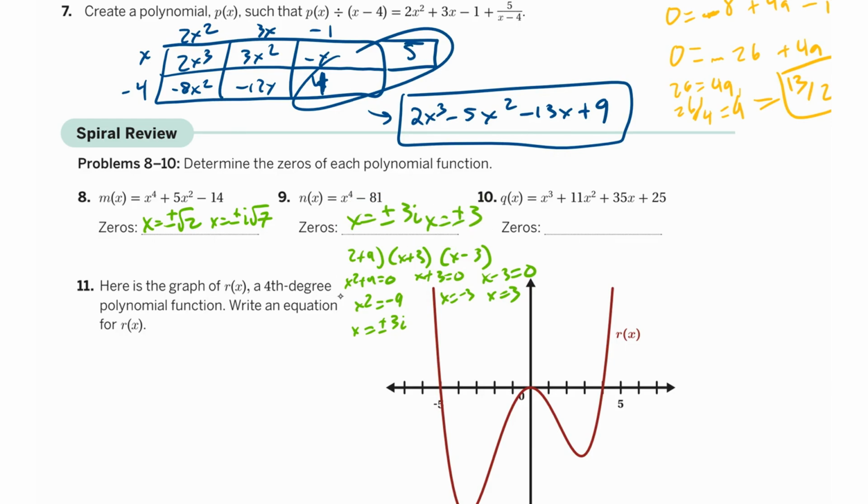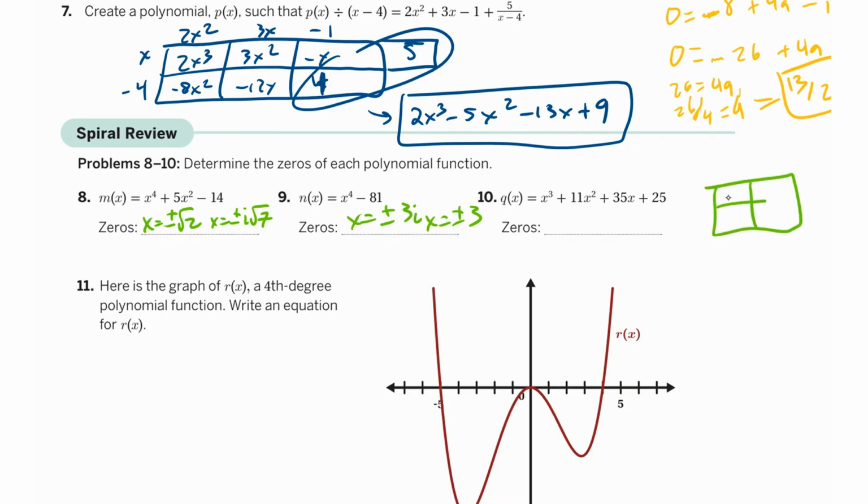Now number 10, I'm going to use the box to help me with this. Hopefully it works out because there's 4 terms here. First term, first box, last term, last box. And then the middle 2 terms go in my remaining 2. And we'll see here if this actually works out.